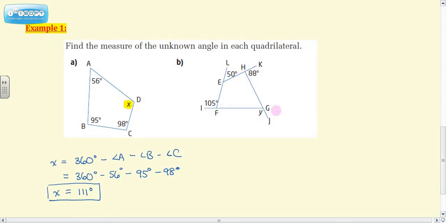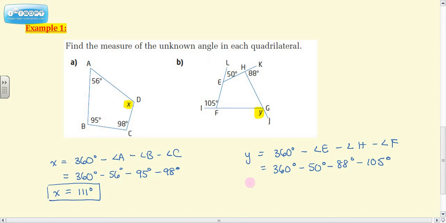Let's try the other one out. Now here we see we have the exterior angles. Again, we know that the sum of the exterior angles is equal to 360. This time I'm solving for the unknown variable y. So y is equal to 360 minus angle E, minus angle H, minus angle F. So we have 360 minus 50 minus 88 minus 105. Here I get y is equal to 117 degrees.